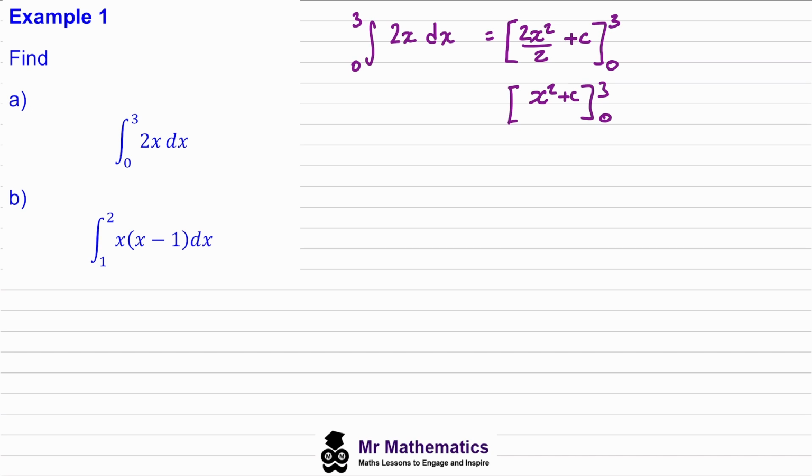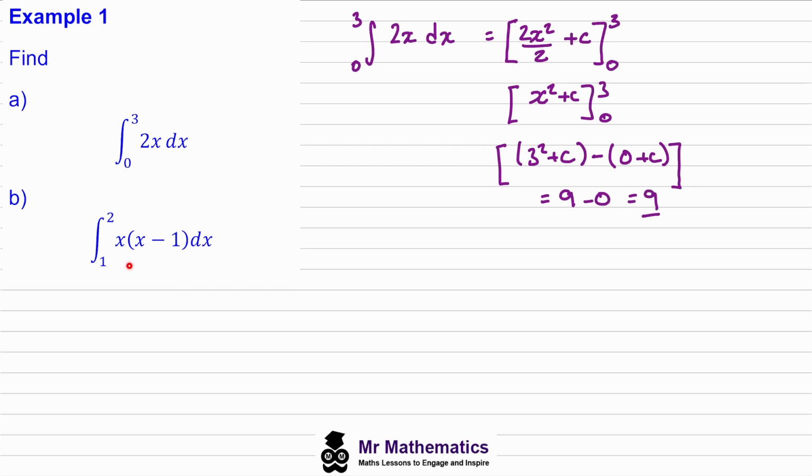Then all we do is we substitute in the 3 in place of x, and then we take away when you substitute in the lower limit into place of x. So this will be 0 plus c, and then we can close that bracket. So the reason we don't need the c term when we perform a definite integration is because you've got the positive c term here, and then you'll have a negative c term, and these will cancel each other out. So we've got the 3 squared minus the 0, and this will equal 9. Okay?